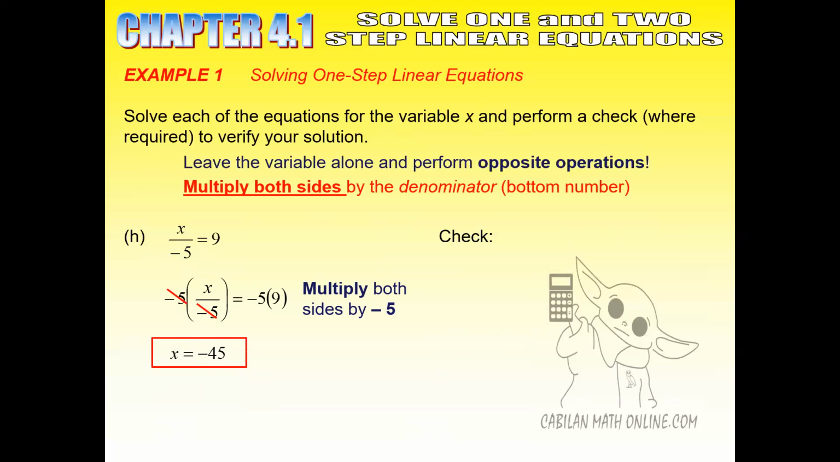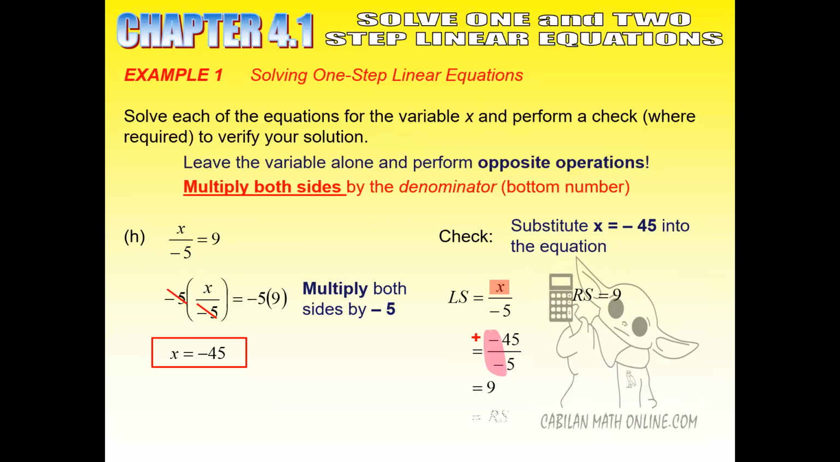Okay, so just to do a check for that one, our left side in this case is x over -5, and our right side is 9. So when we substitute the -45 in for x, -45 divided by -5 gives us a positive number, which is +9, which is the same thing as the right side. Okay, so again, I want you to see that anytime you have a fraction, always remember to multiply both sides by the bottom number.